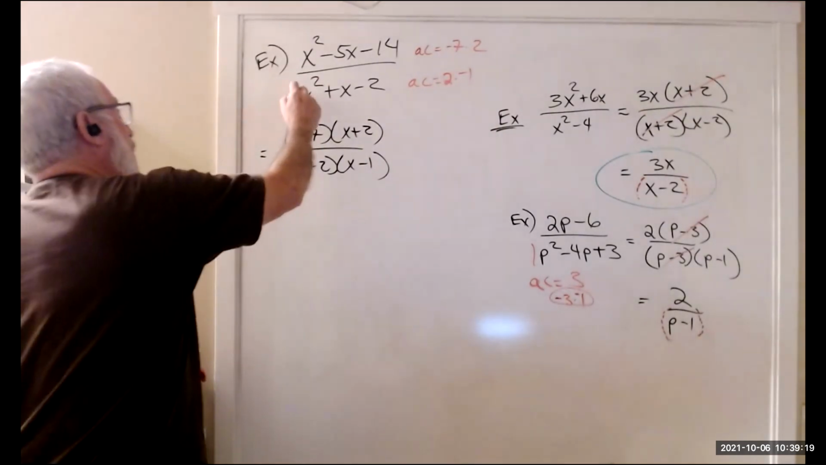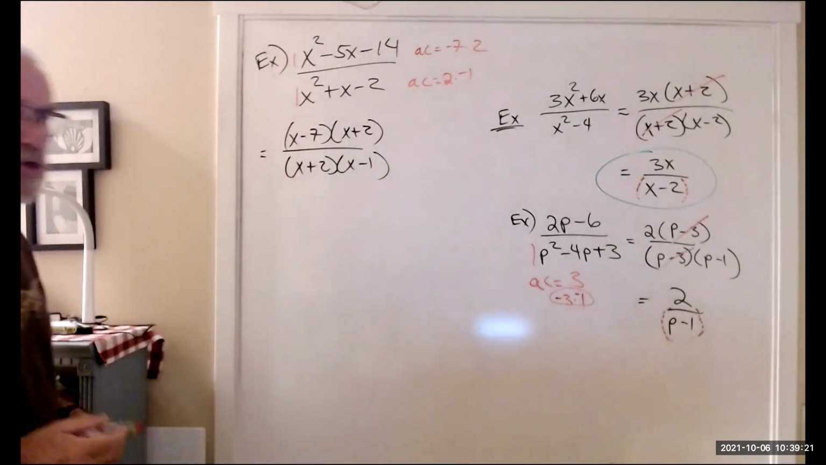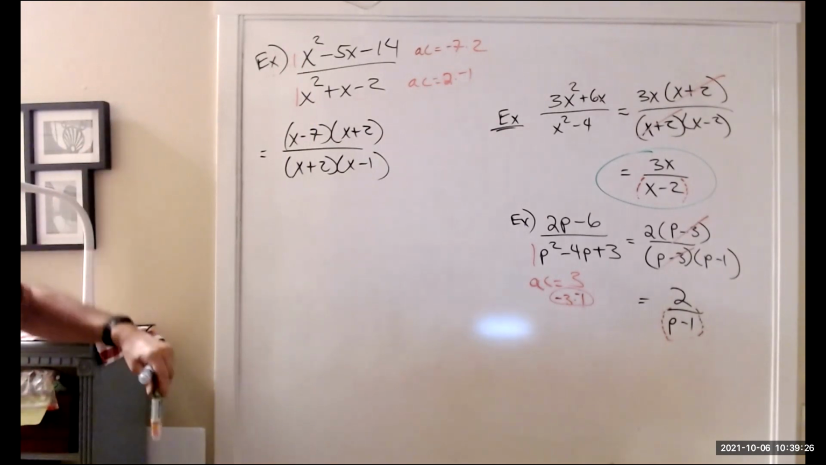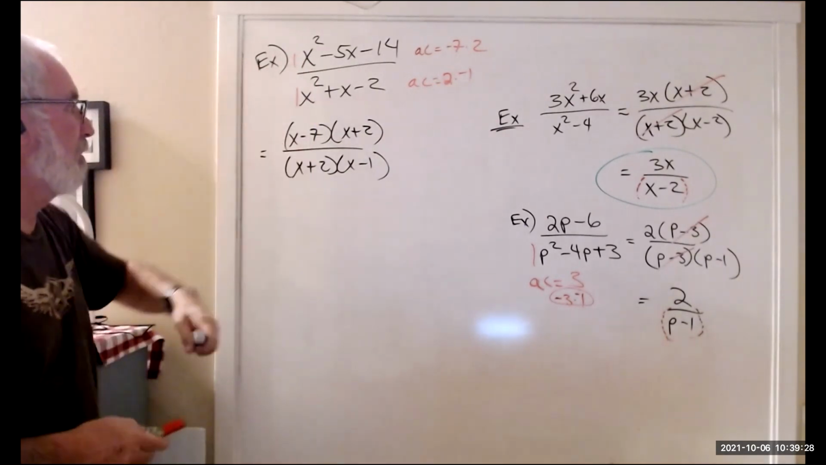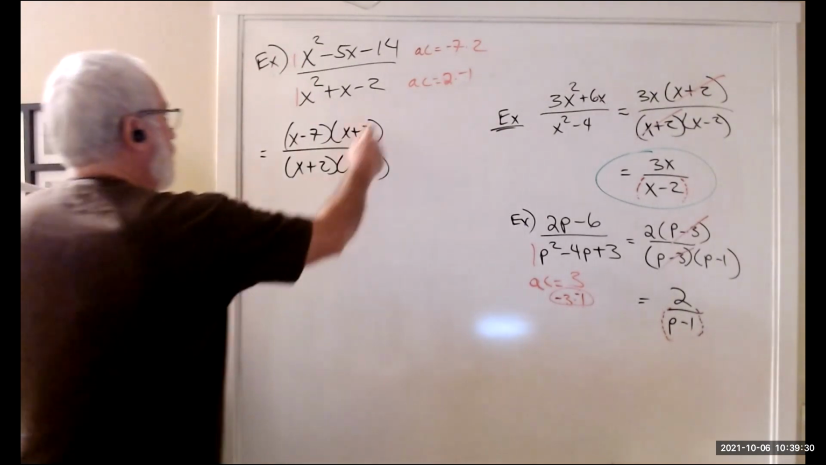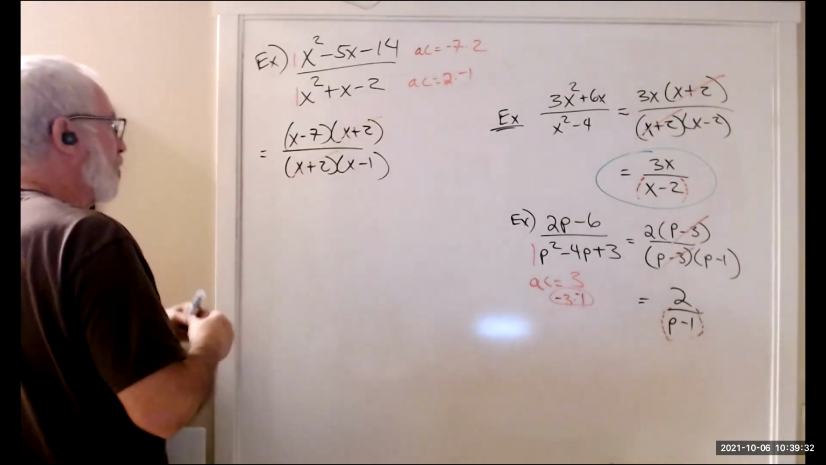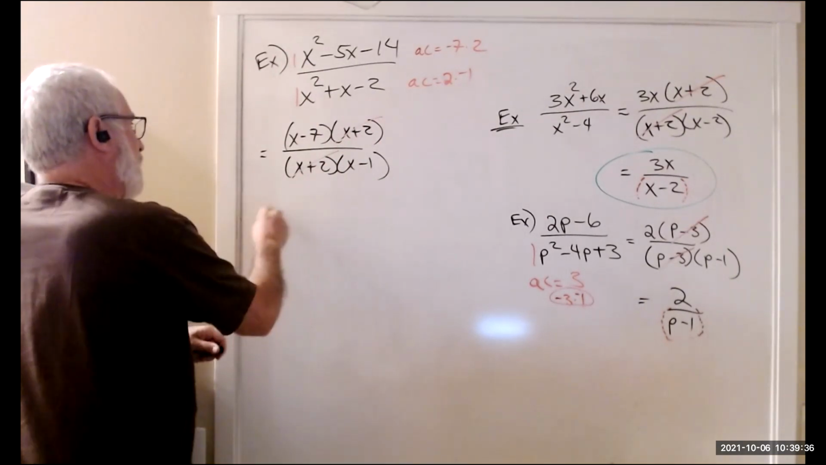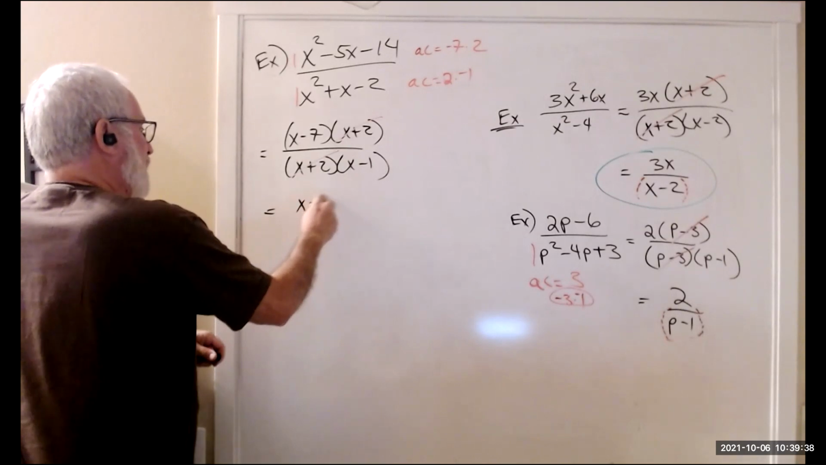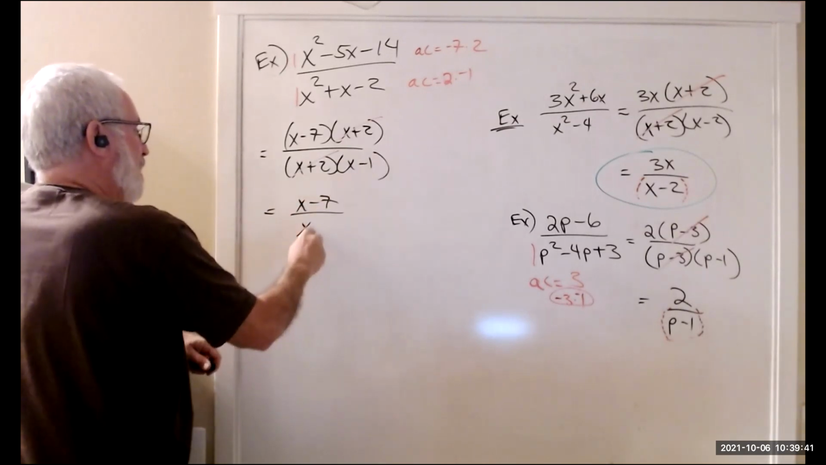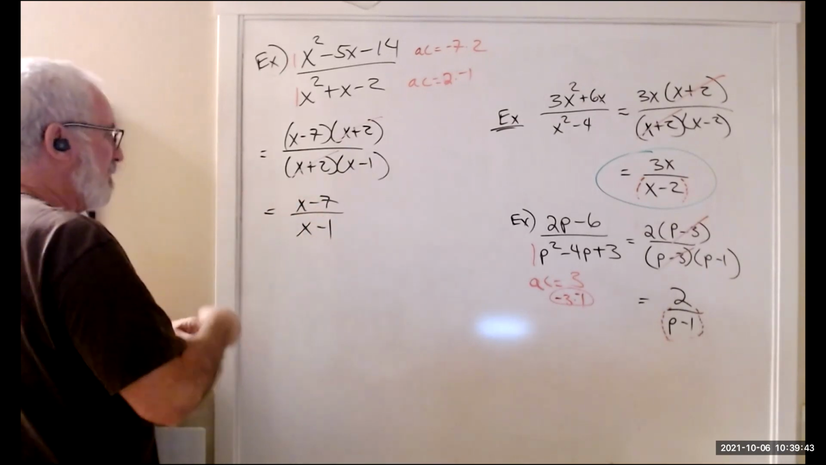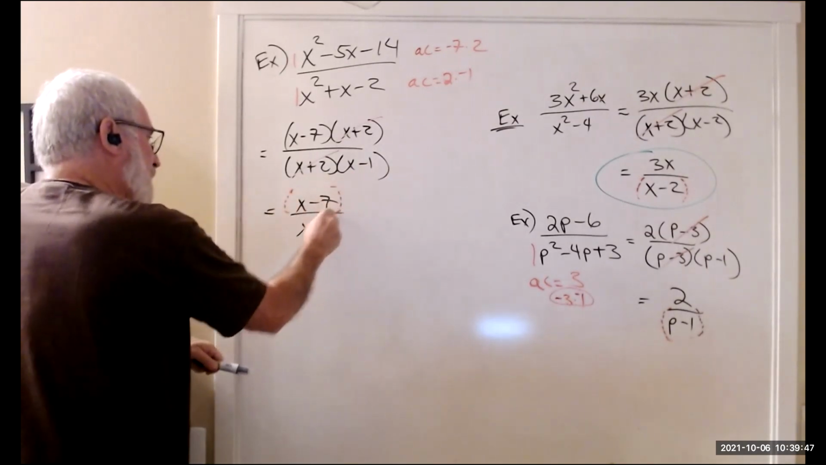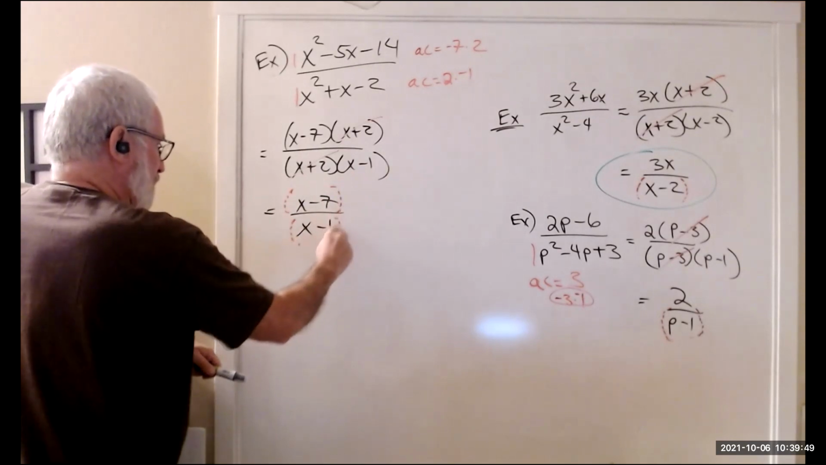And because those had a 1, we could use the shortcut. You can only use the shortcut when there's a 1 in front of the x squared. So here I factored, so the x plus 2's go away. So I end up with x minus 7 on top, x minus 1 on bottom. Remember, these are still implied to be quantities.